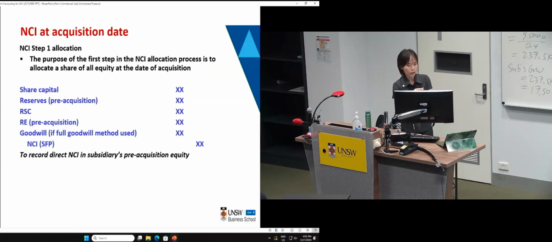All right, now, this is a general format when you prepare your step 1 NCI entries. You can see the subsidiary's pre-acquisition equity balance, we need to allocate that proportionally to NCI. Now, on the full goodwill method, we also need to recognize NCI's share of goodwill. If the partial goodwill method is applied, then we don't need goodwill, right? So there's no goodwill allocated to NCI on the partial goodwill method. On the full goodwill method, NCI on the acquisition is equal to fair value, provided in the question. And on the partial goodwill method, NCI on the acquisition is equal to its proportionate share of the subsidiary's net assets. Okay.